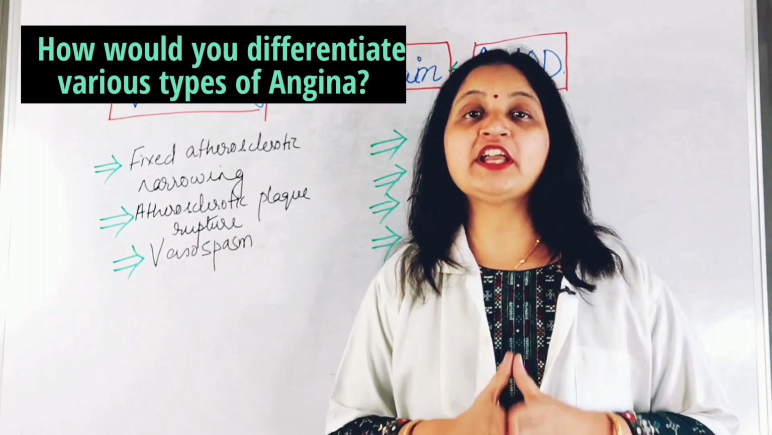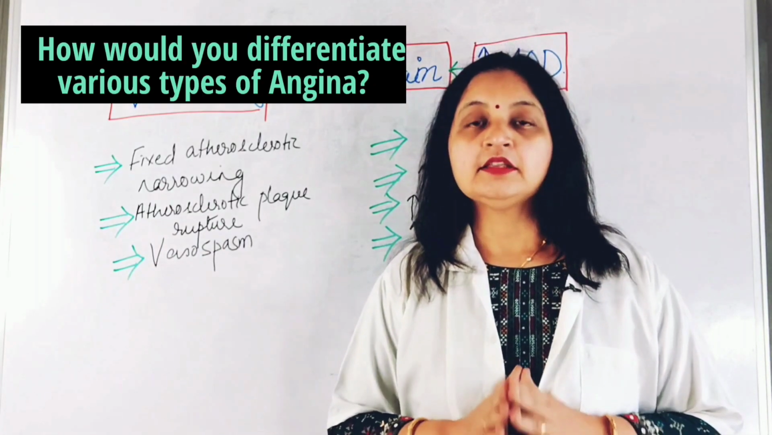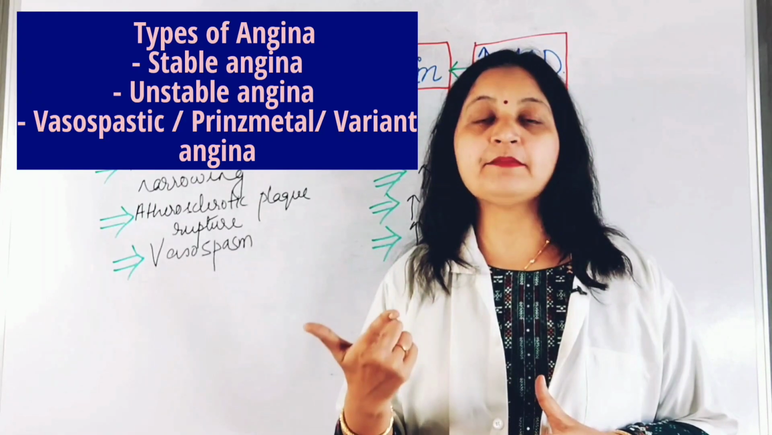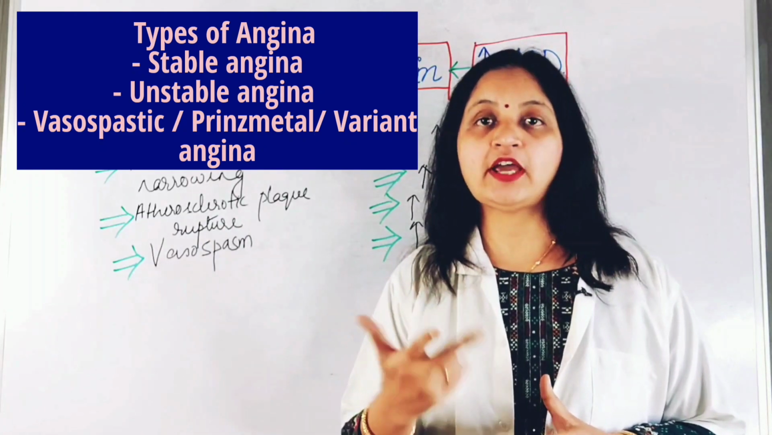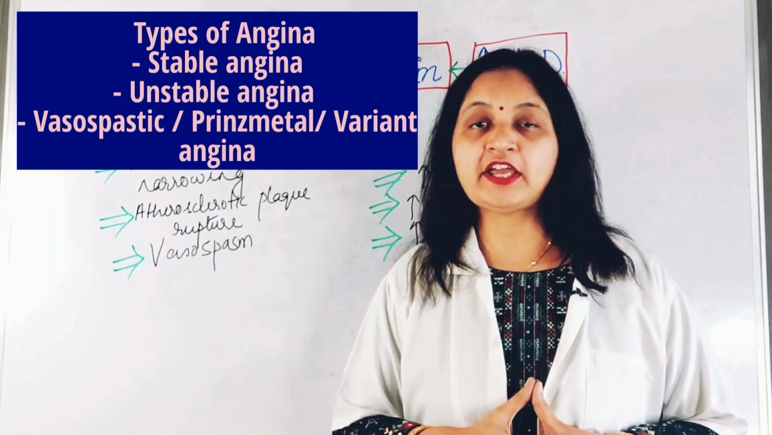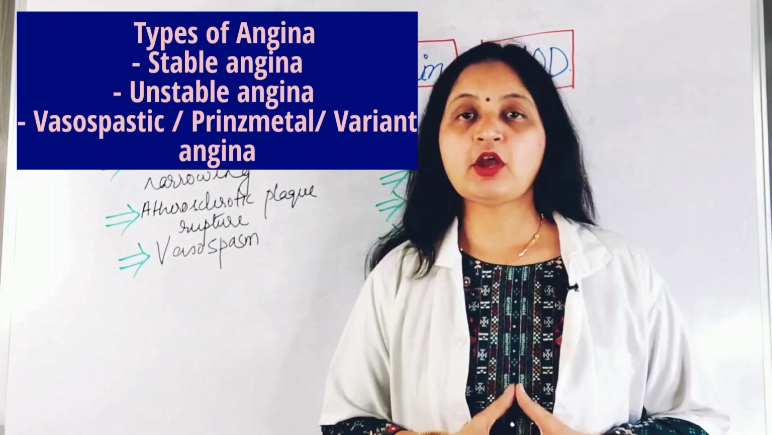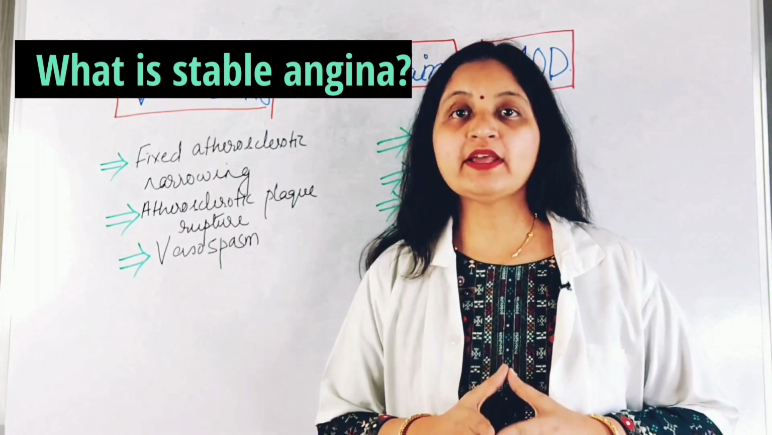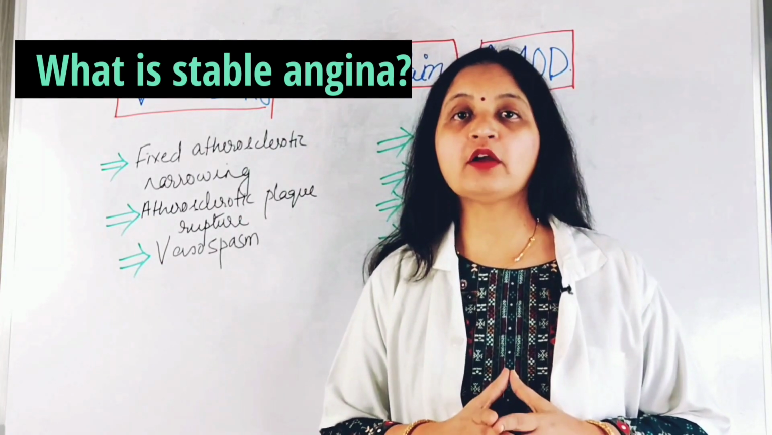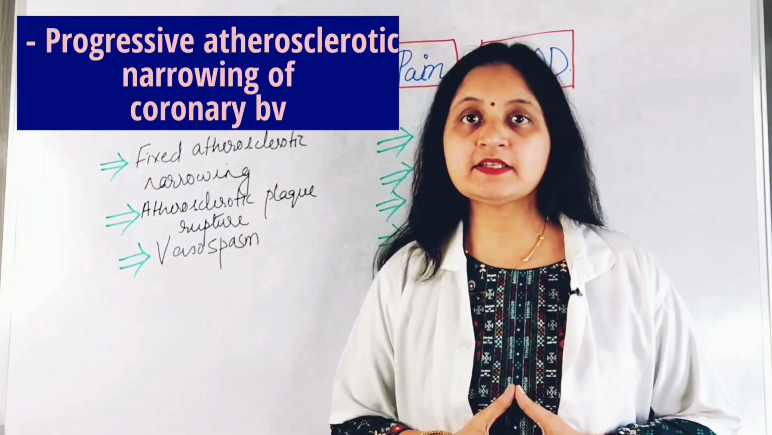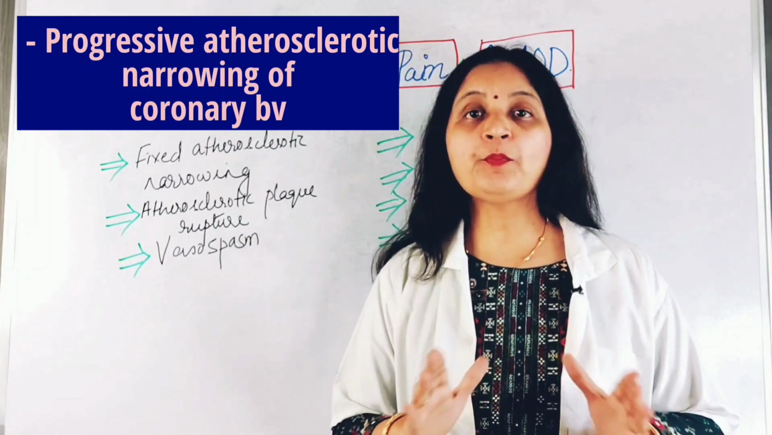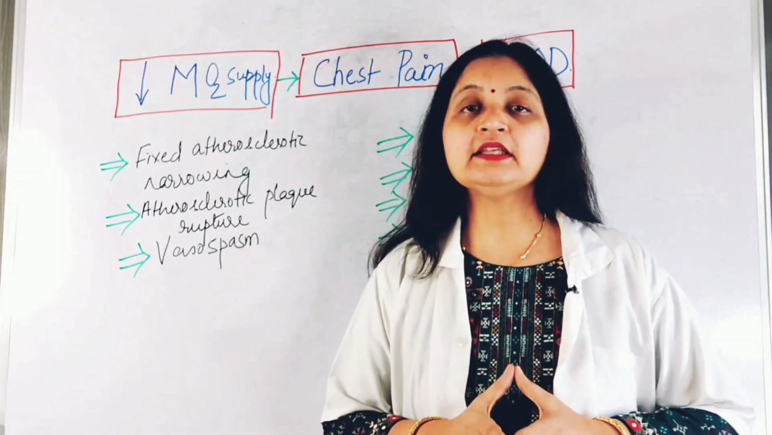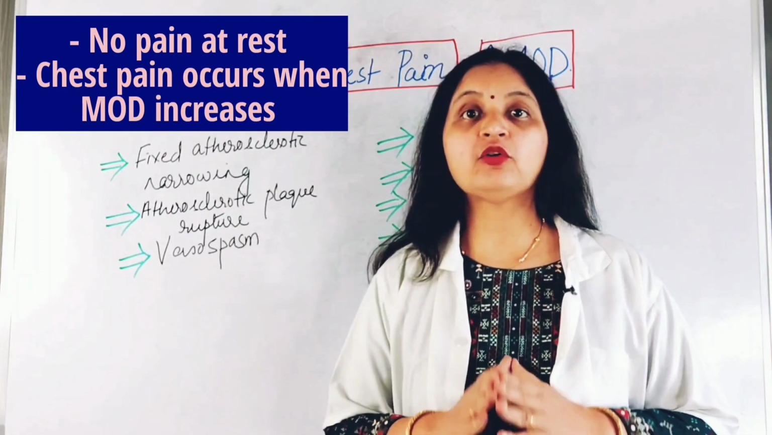So how do we differentiate different types of angina? The types of angina can be as follows: stable angina, unstable angina, and vasospastic angina, which is also known as variant angina or Prinzmetal angina. So what is stable angina? Stable angina occurs because of progressive atherosclerotic narrowing of the coronary arteries, and this decreases the blood supply to the heart. Here there is no pain at rest because the blood supply to the heart is adequate to meet the needs of the metabolizing tissues at rest.